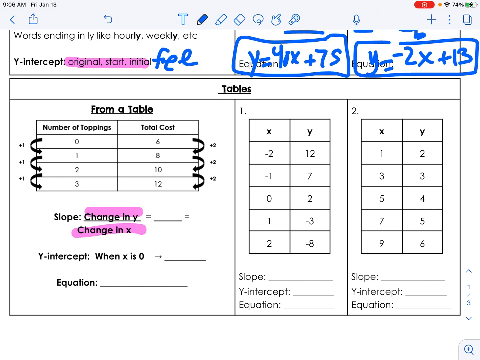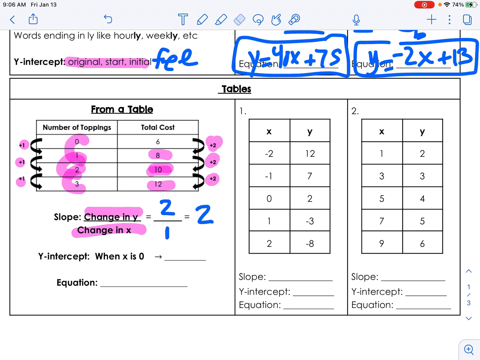So from 6 to 8, you add 2. From 8 to 10, you add 2. From 10 to 12, you add 2. So that's your change in y. For your x's, from 0 to 1, you add 1, 1 to 2, you add 1, 2 to 3, you add 1. So your change in x is 1. 2 divided by 1 is 2.